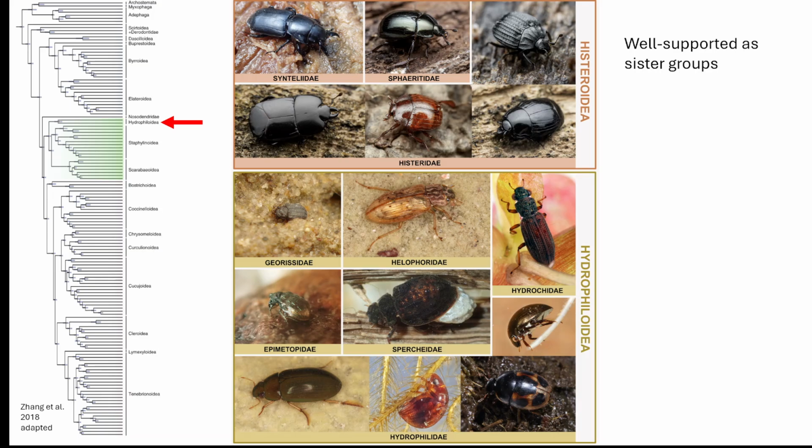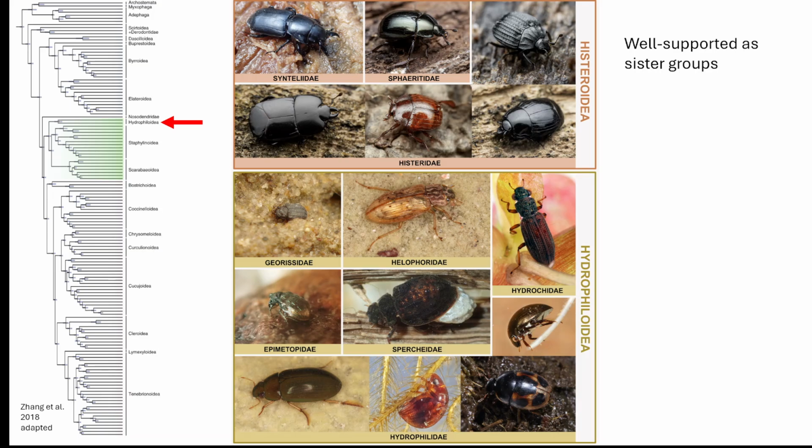Just to navigate through the beetle tree of life, these two lineages are part of Staphyliniformia, which you can find here. Here are the groups which we will be talking about, and they basically consist of two superfamilies, Histeroidea and Hydrophiloidea. Both are supported as sister groups by all means of evidence, by morphology, by single genes, by genomics.